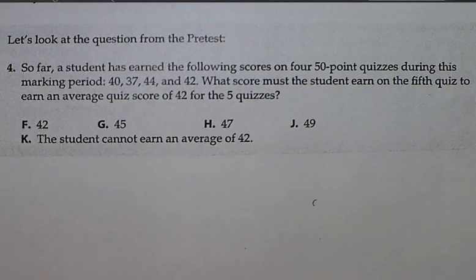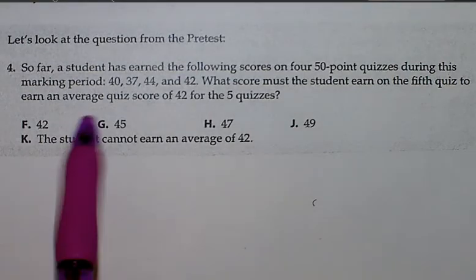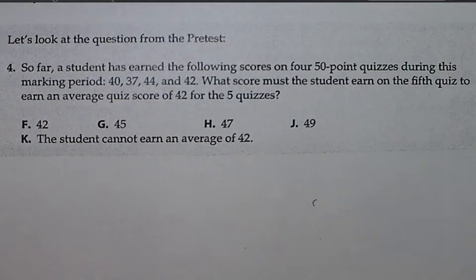ACT Skill 4. So far, a student has earned the following scores on 4 50-point quizzes during the marking period, and it gives you the 4 scores they have. What score must the student earn on the 5th quiz in order to earn an average score of 42?